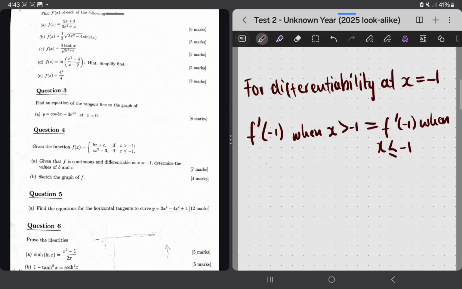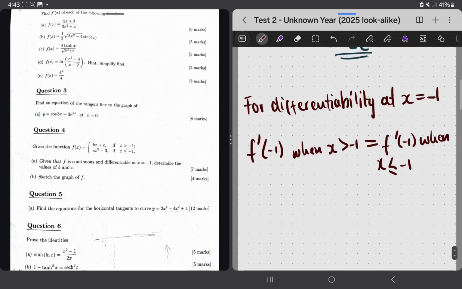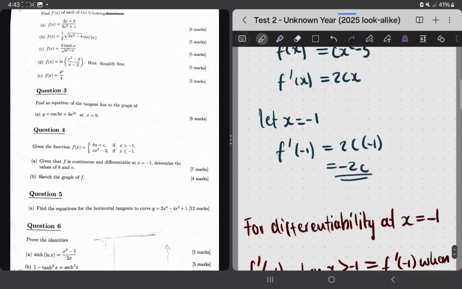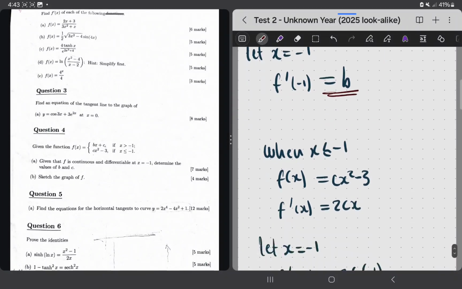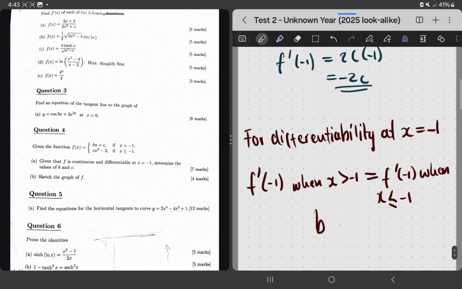So what is the f dash of minus 1? Because we're testing differentiability at minus 1, that is why we differentiate and put that minus 1 inside the derivative. And what did we get? When it is greater, f dash of minus 1, we got it to be b. So you can now say b is going to be equal to f dash of minus 1 when it's less than or equal to, which we got to be negative 2c.